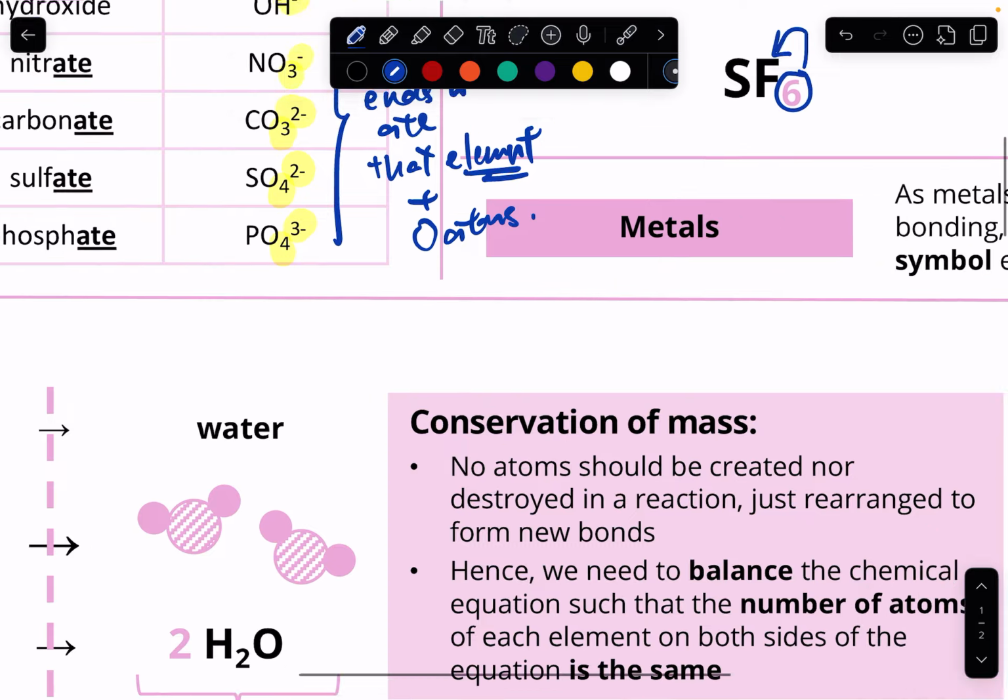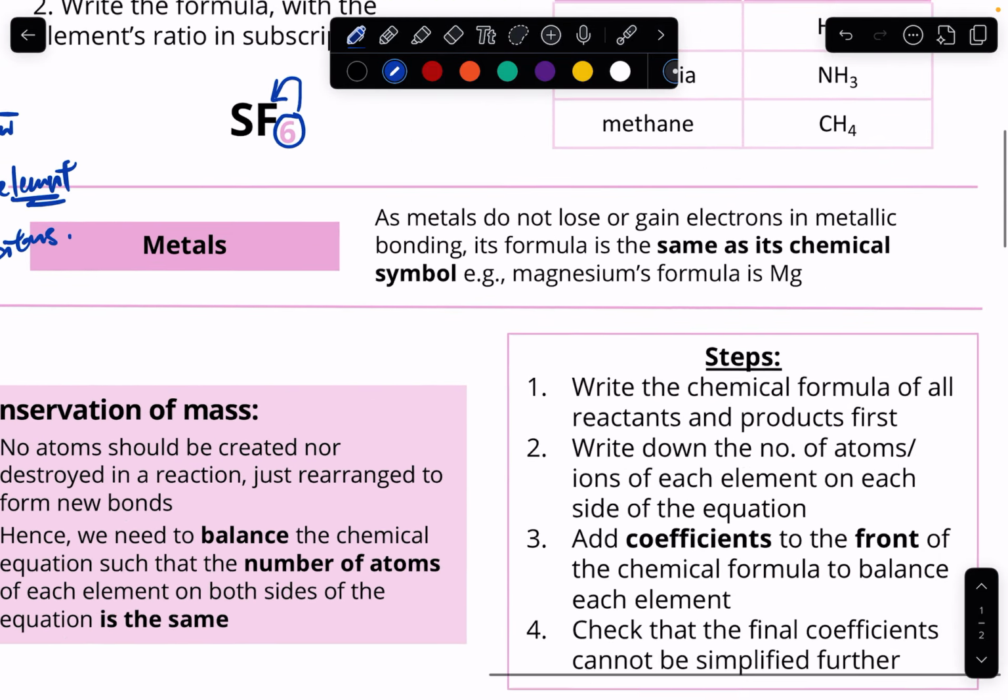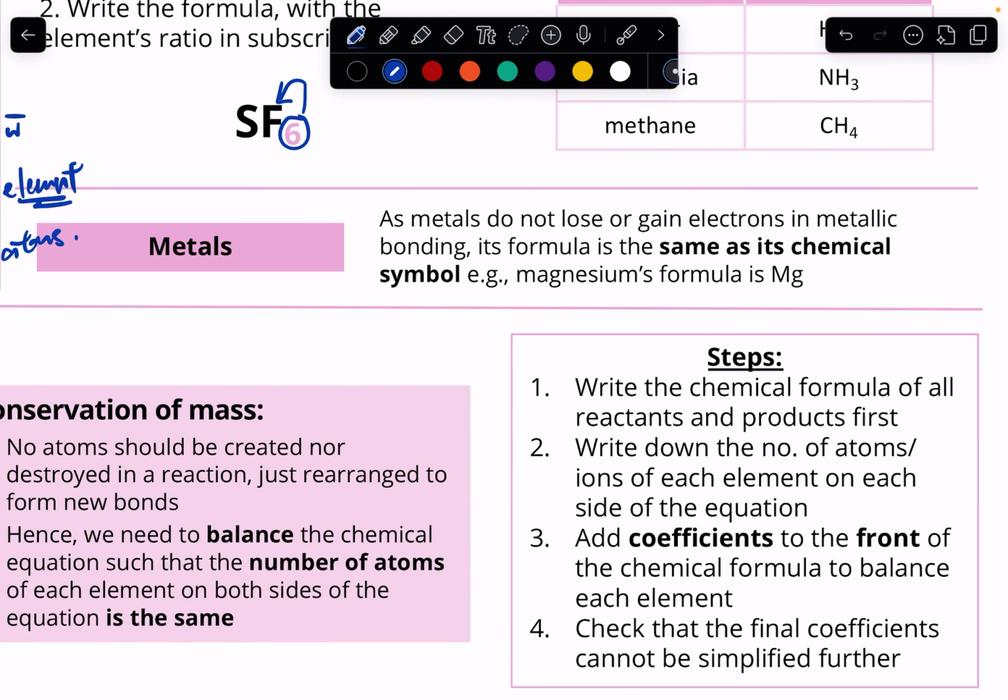Okay. Last but not least, we look at metals. So metals in metallic bonding, right? We know that they don't exactly lose or gain electrons. It's just that there are metal cations in a sea of delocalized electrons. Okay, so the electrons are still there. They didn't formally lose them. They're still there within the entire piece of metal.